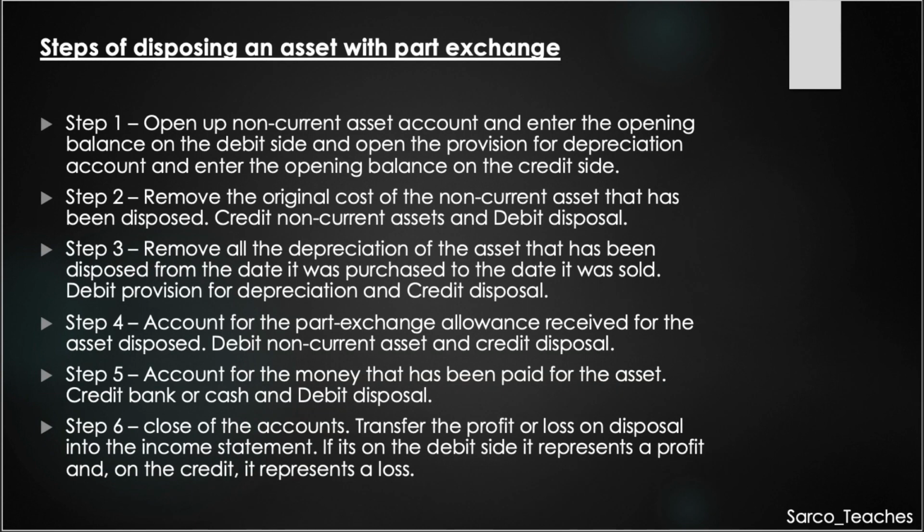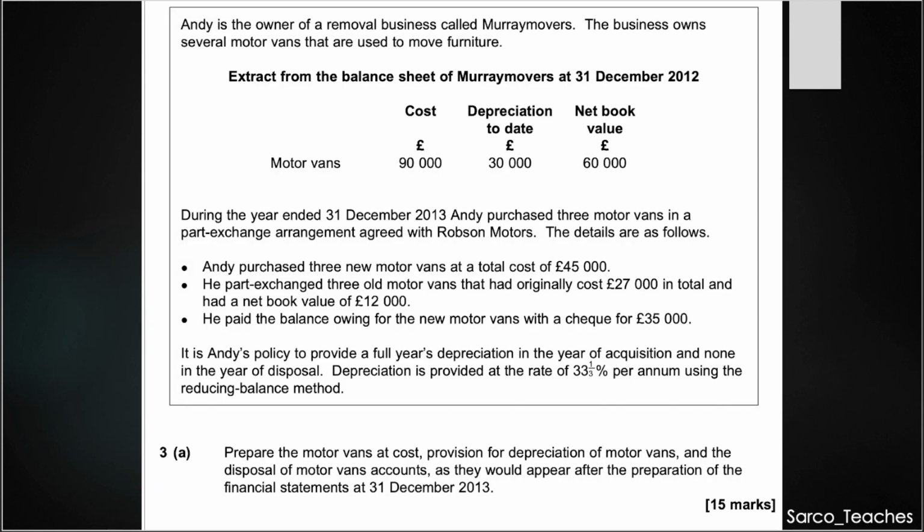We finished step 5 and we can go on to step 6, but before we go into step 6, if we go back to our question, there's actually a final adjustment that we have to make, which doesn't relate to the disposal adjustment anyways, but we have to do it because in the question it asks us to make the provision for depreciation account as well, and this adjustment actually relates to the provision for depreciation account only. So before we do step 6, let's go back to our adjustment.